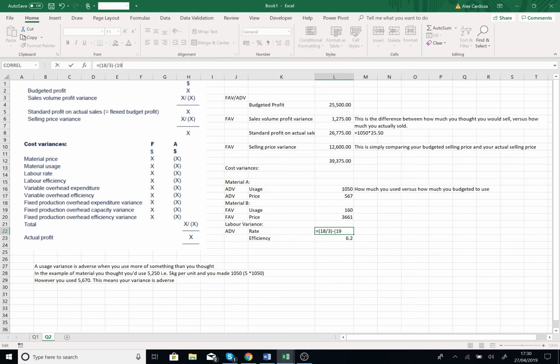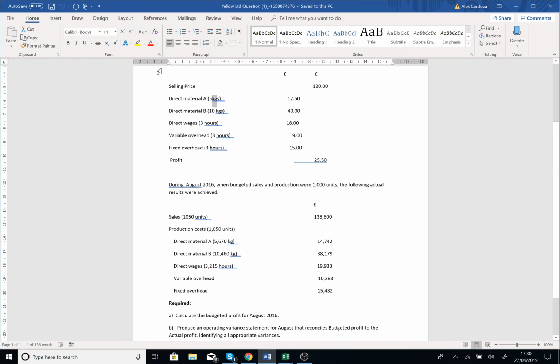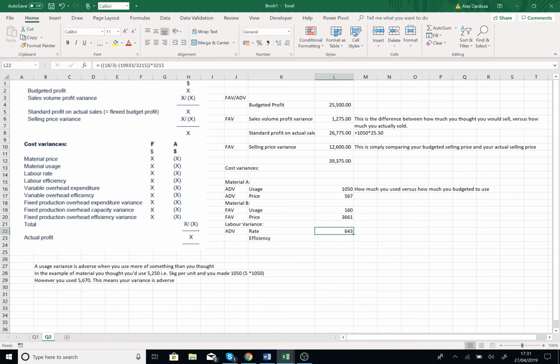Minus 19,933 divided by 3,215. That should give me what I want. I do minus here, because I don't want it to be plus. And then we times that by how many hours we did use, 3,215. Okay, 643. And that is your answer.